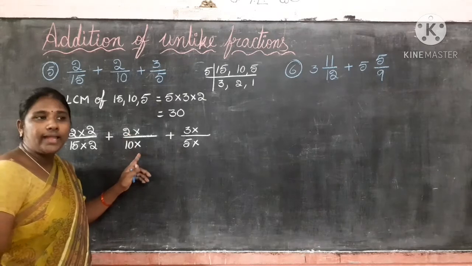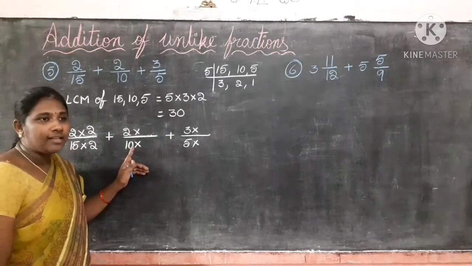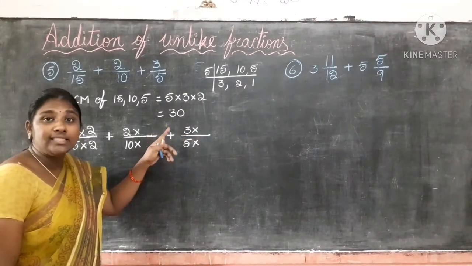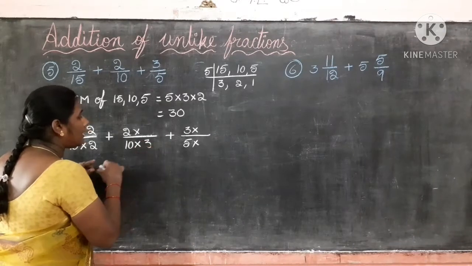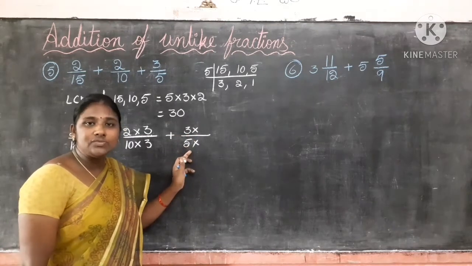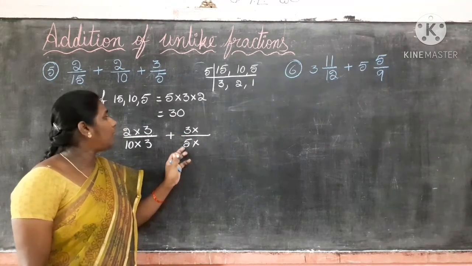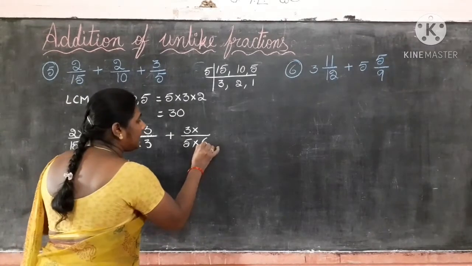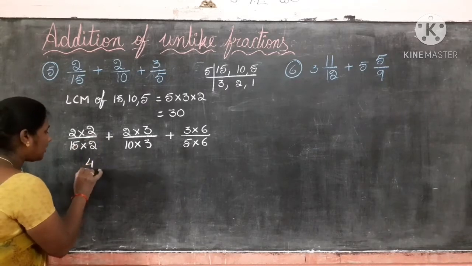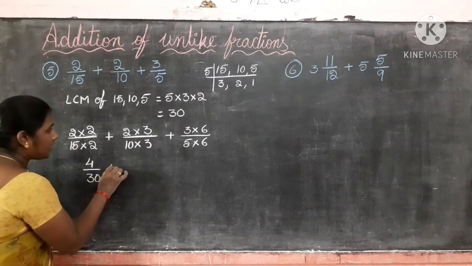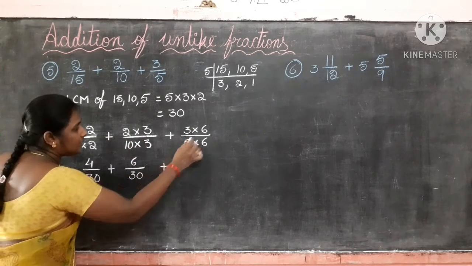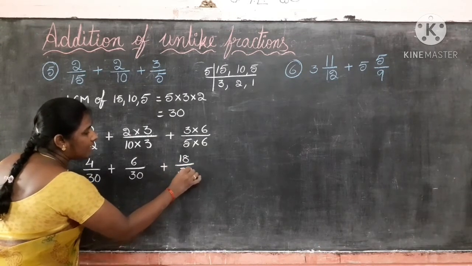Next one 2 by 10. Here denominator is 10. This 10 table here LCM is 30. This 10 table 30 how many times? 10 3s are 30. So both the numerator and denominator we have to multiply with 3. Next 3 by 5. In this fraction what is the denominator? 5. 5 table 30. 5 6s are 30. Here 6, here 6. So multiply: 2 2s are 4 by 15 2s are 30 plus 2 3s are 6 by 10 3s are 30 plus 3 6s are 18 by 5 6s are 30.